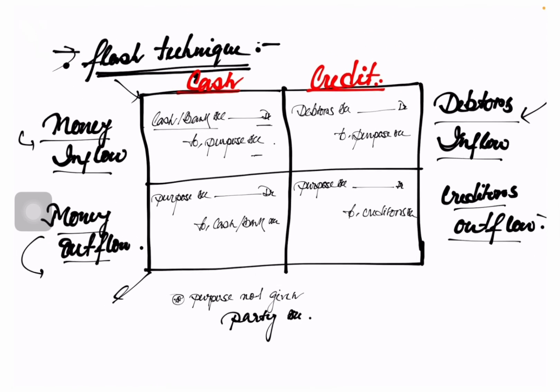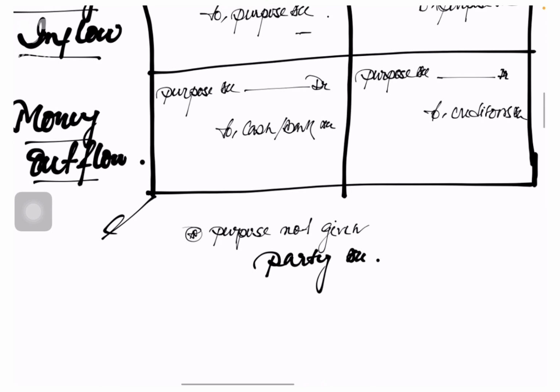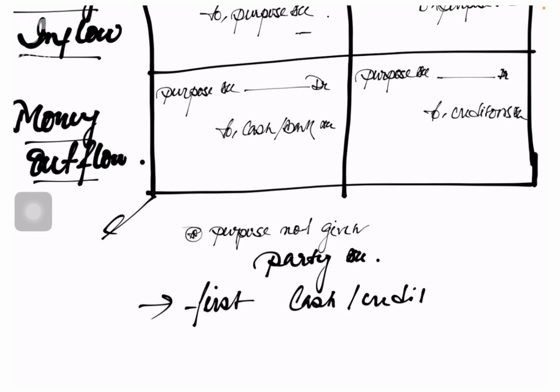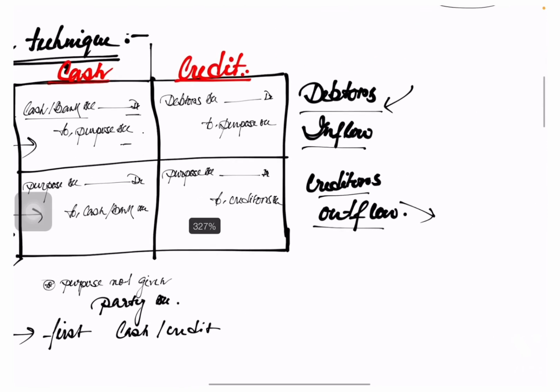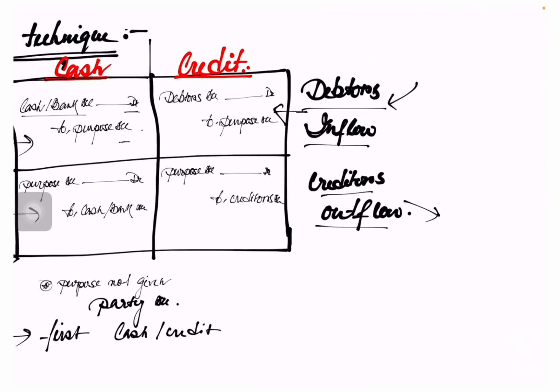Now quickly, in a short, simple note. Step number 1: first, look at whether it's a cash or credit transaction. Once you verify this, if it is cash, then either money inflow or money outflow. If money inflow, this technique; money outflow, this technique. If it is credit, then whether it is data inflow or credit outflow. If it is data inflow, this technique; data outflow, this technique.